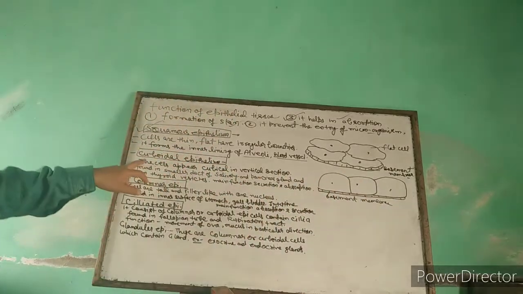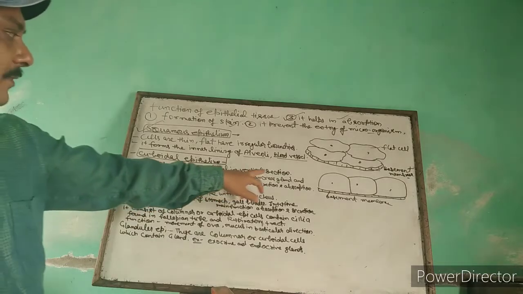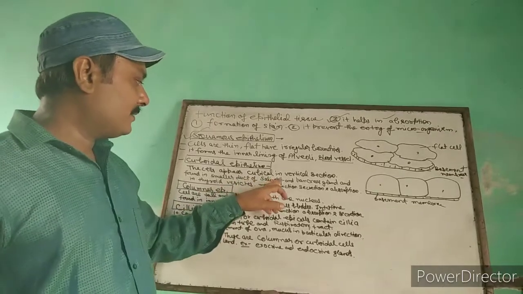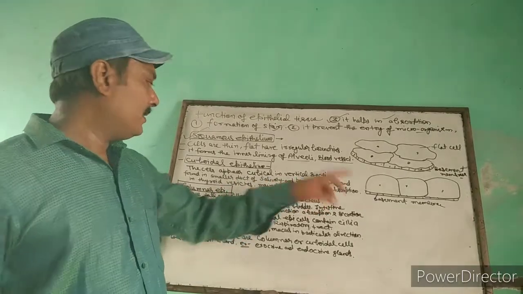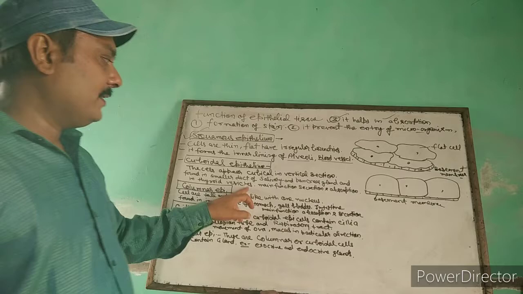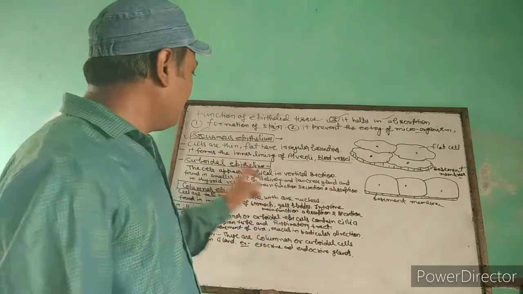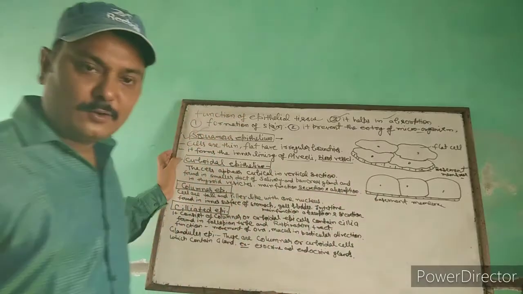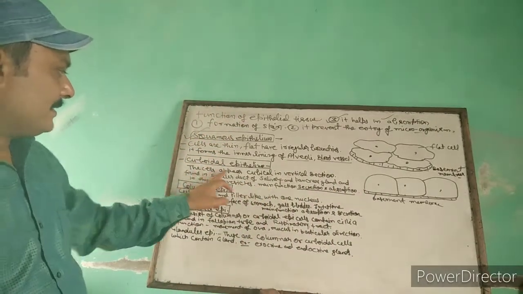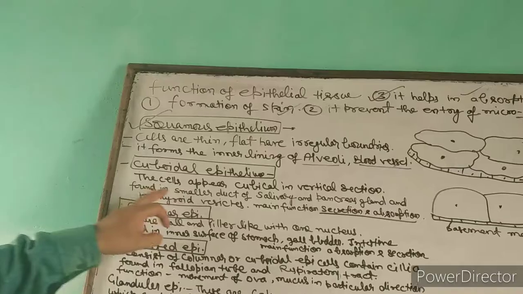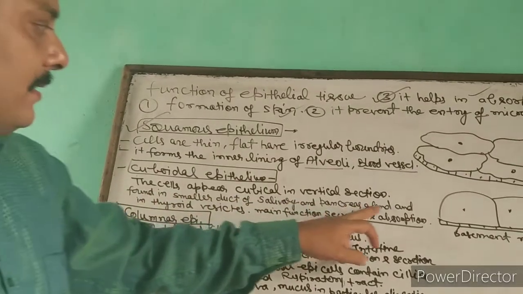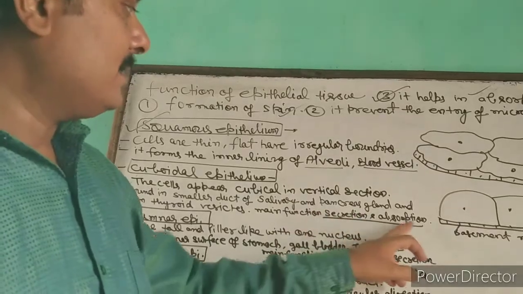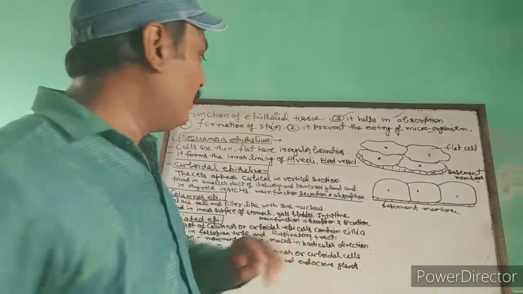Cuboidal epithelium: the cells appear cubical in vertical section and are found in smaller ducts of salivary and pancreas gland and in the thyroid vesicle. Main function of cuboidal epithelium is secretion and absorption. So note down this description. This is the diagram of cuboidal epithelium.